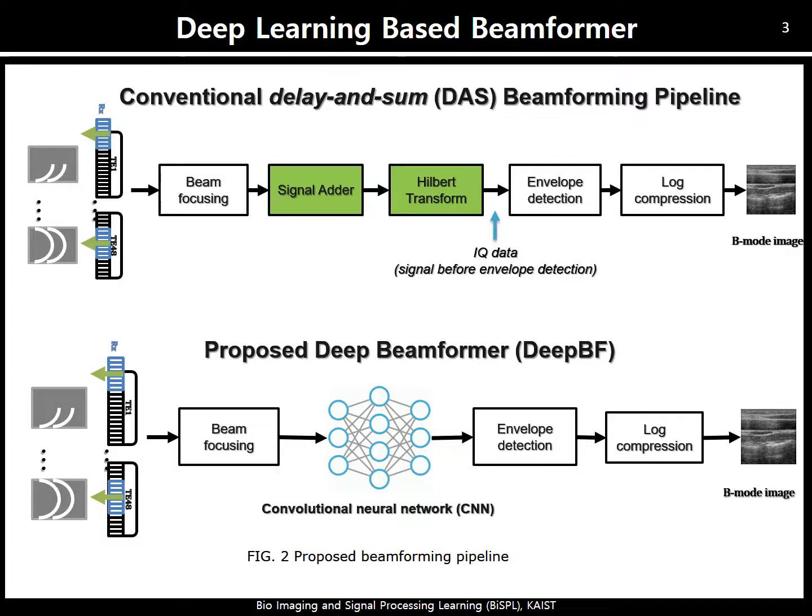To solve this problem, I designed a beamforming framework for undersampled data. In the proposed beamforming pipeline, the simple adder and Hilbert transformation blocks are replaced by a deep convolutional neural network. More detail on the proposed pipeline will come in the later sections.